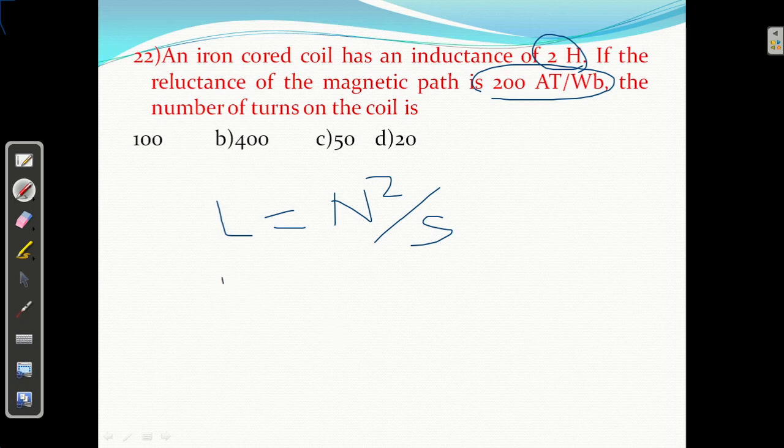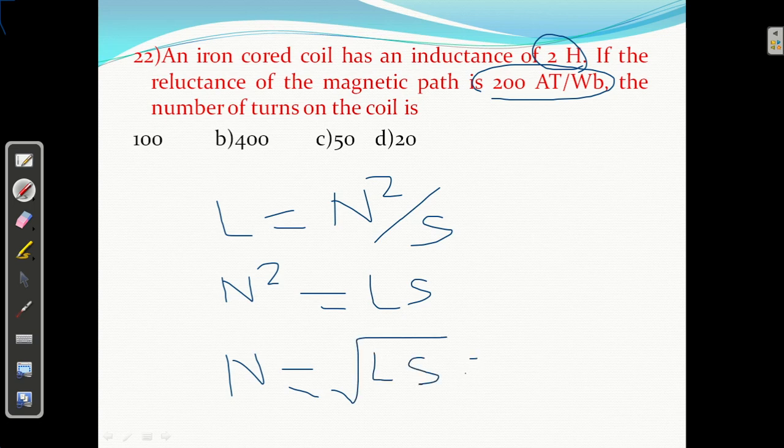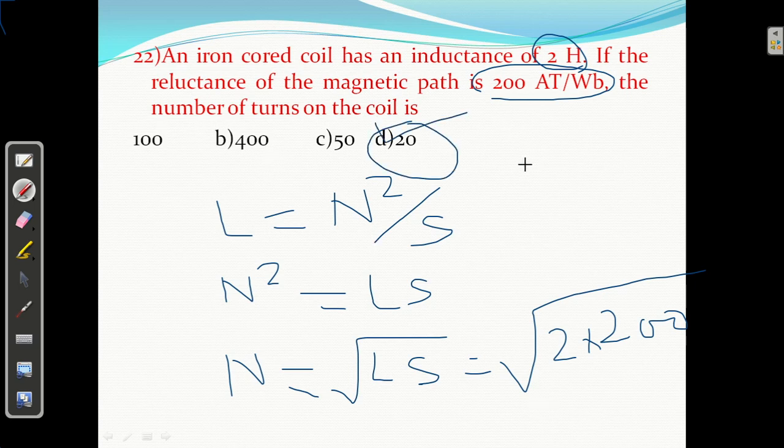So N square equal to LS. So N equal to under root of LS. L is given as 2, S is given as 200. So it is 400, and under root gives 20. 20 will be the answer, D. That is the correct answer, 20. Okay. Next question, 23.